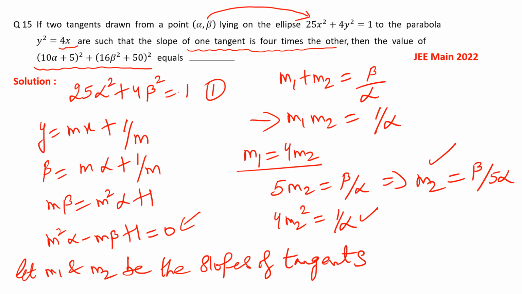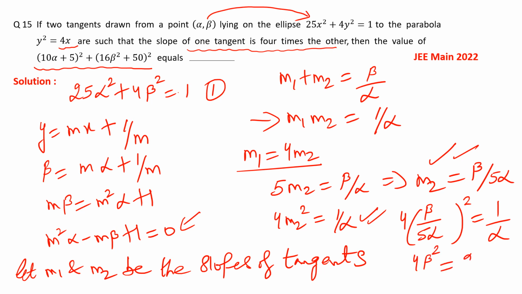Fine. Now using this particular equation and this equation, I am going to eliminate m2 and find a relationship in terms of alpha and beta. Fine. So just substitute the value of m2 from here into the equation 4m2 square equal to 1 upon alpha. So you will be getting 4 into beta upon 5 alpha whole square equal to 1 upon alpha. Now if I simplify it, I am going to get 4 beta square equal to 25 alpha, right?